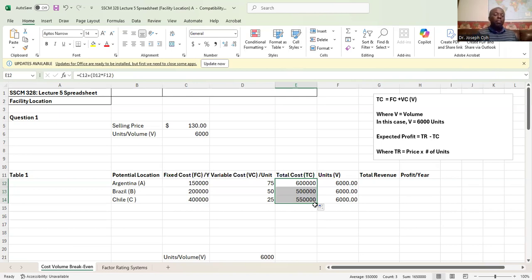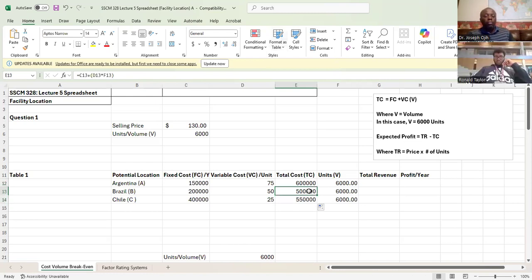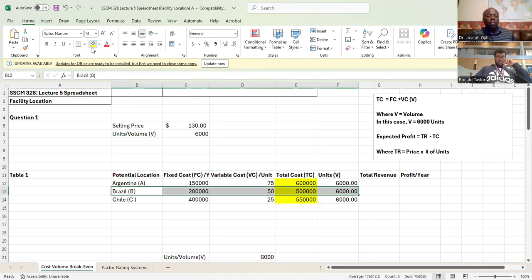So, if you remember, the question was to choose the best location. That's why we're calculating this for each location. The one that has the lowest cost will be the best option. And you can see that Brazil, let me have this highlighted, has the lowest cost, because it's $500,000. And I actually wrote it here in the presentation.